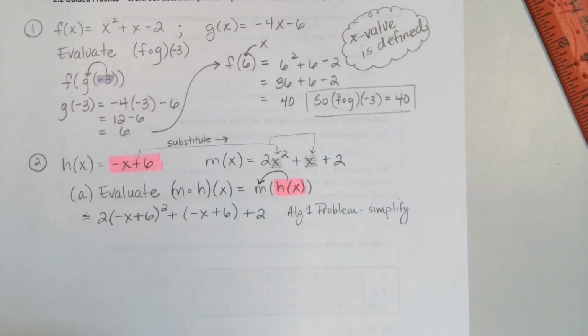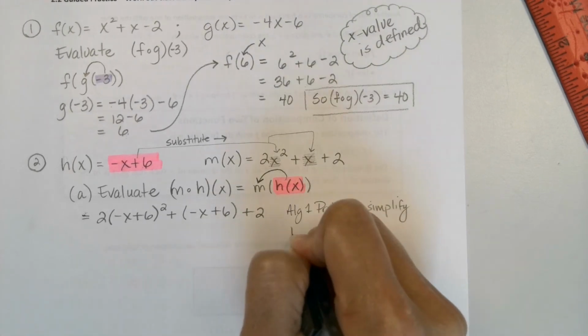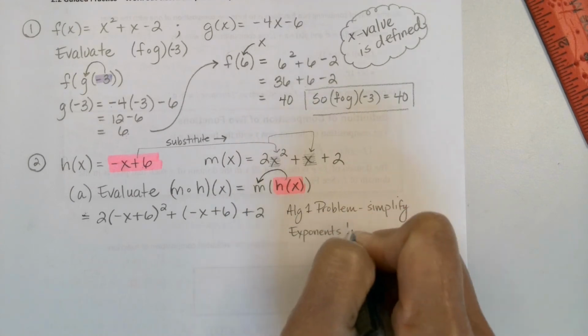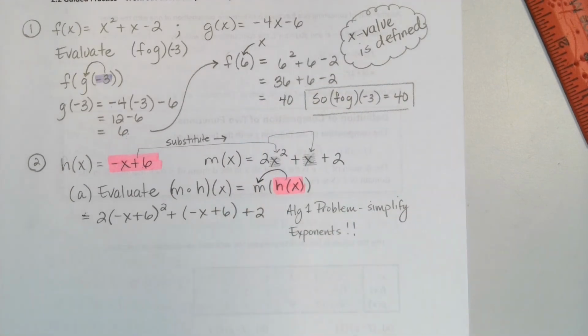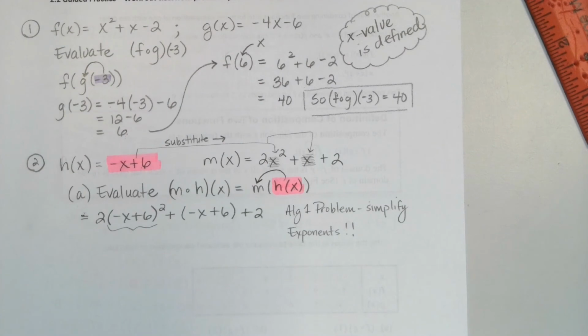All right, so what do we do to simplify first? Well, exponents. Exponents need to be done first. Don't start distributing. You've got to take care of your exponents. So here's the thing. This is my exponents right here. I'm having negative x plus 6 raised to the second power.